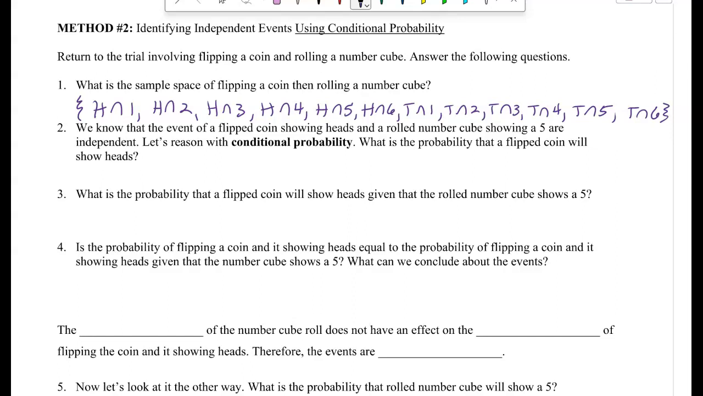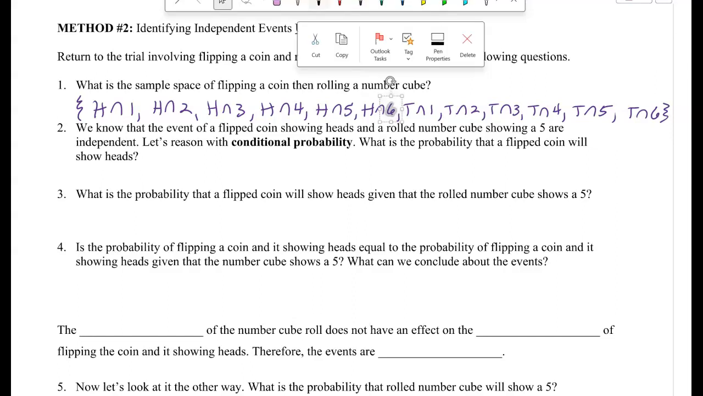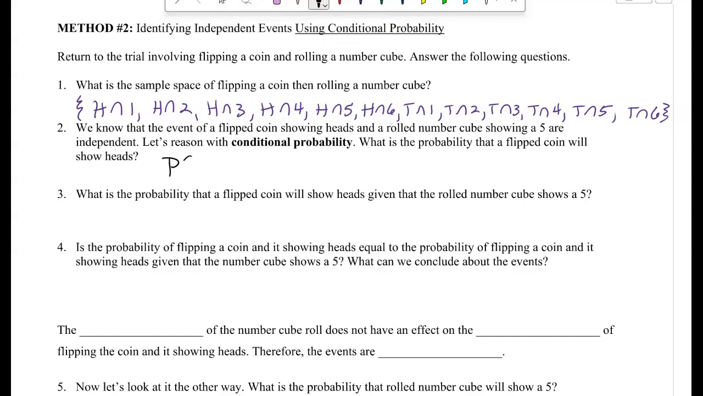Now, let's use conditional probability to figure this out. This is where it switches up just a little bit. Are you guys ready? Probability of heads from this sample space. So probability of a heads. What do we get? Probability of heads is still 6 out of what? If I just know I'm going to flip a coin for heads, isn't it still 6 out of 12? So we know that's 0.5 or what? 50%.